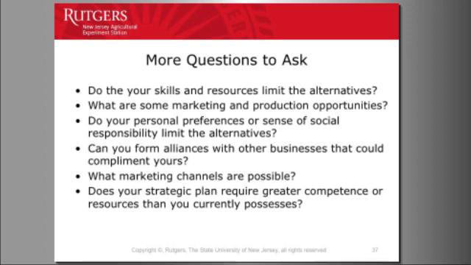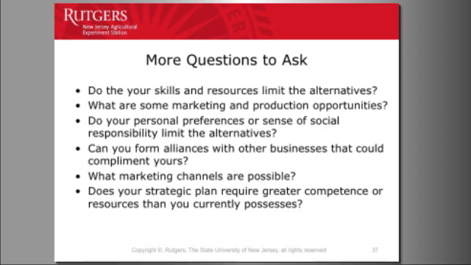What are some marketing and production opportunities for your business? Do your personal preferences or sense of social responsibility limit those? For example, some of the greenhouse owners in the state are from the Netherlands, and they're from the Dutch Reformed Church, and they're very religious and don't want to open on Sunday. If you're going to be a direct marketer, you can sell a lot of plants on Sunday, but if that's not something you want to do, just be aware of that. You can work around that, sell other days of the week, but those are things to be aware of.